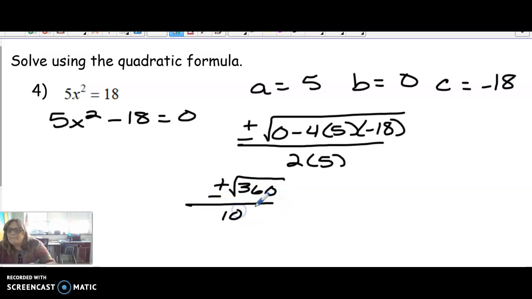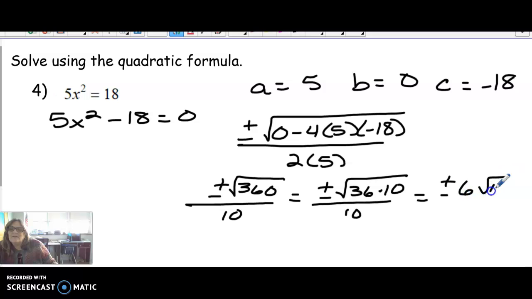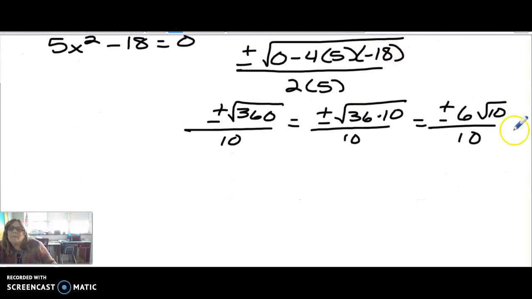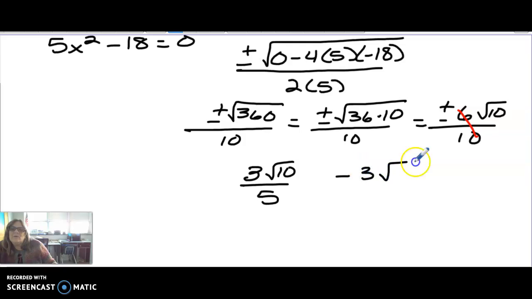all over 10. Well, if I do 36 times 10, that gives me 360. Okay? Square root of 36 is 6. Can't simplify the square root of 10. Now, for the last step, again, we're going to reduce. I can reduce both of those by 2. So my two answers are going to be 3 square root of 10 over 5 and negative 3 square root of 10 over 5.